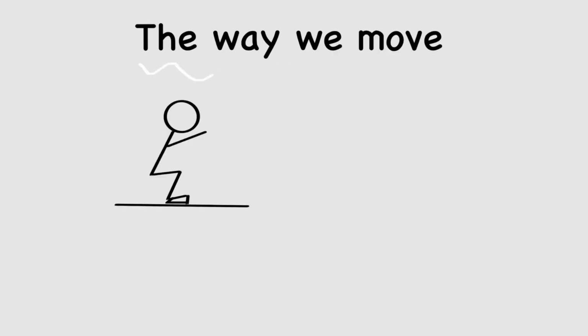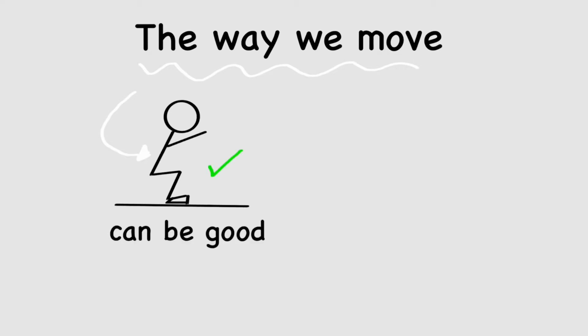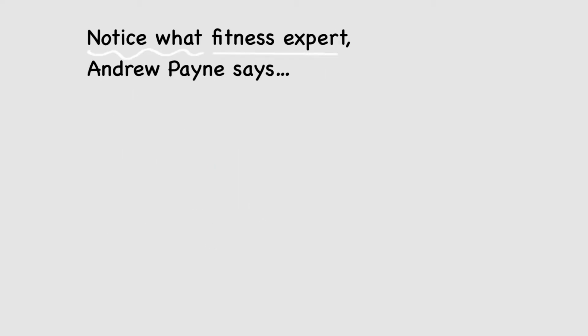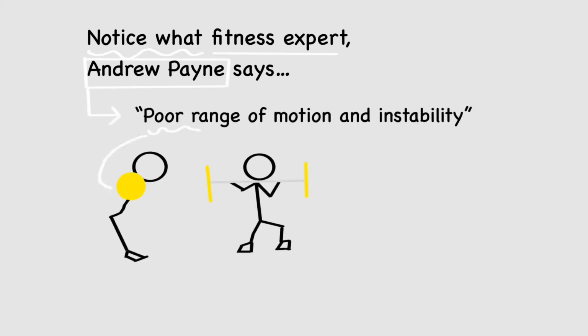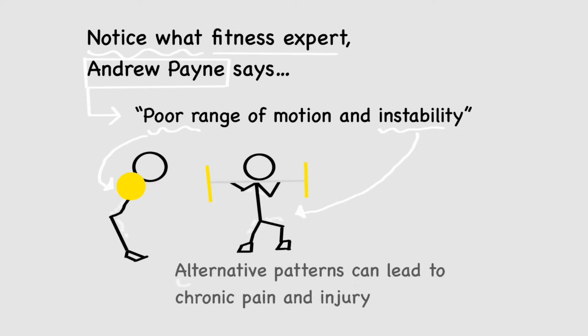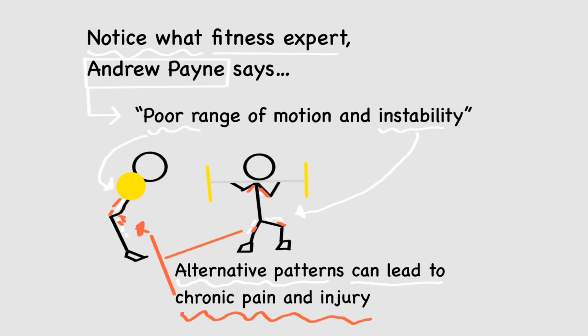Well, the way you move your body, especially when you're performing an exercise, can be either good or it can be bad. Notice what fitness expert Andrew Payne says. Poor range of motion and instability in just a single joint, also known as not moving properly in the right direction, can cause alternate movement patterns. These can lead to chronic pain and injury. So not moving a joint in the right plane of motion can lead to issues and problems.